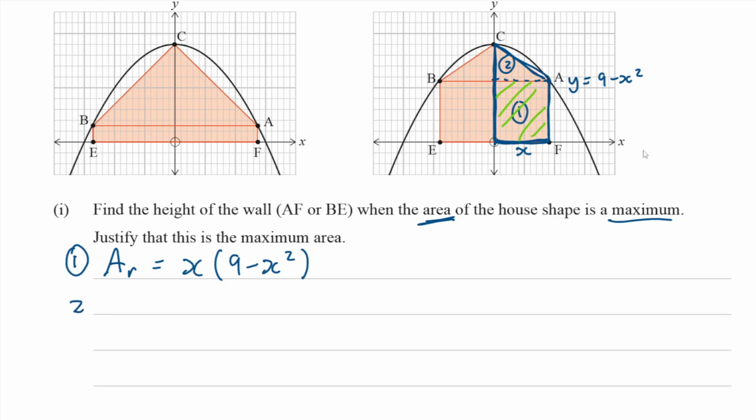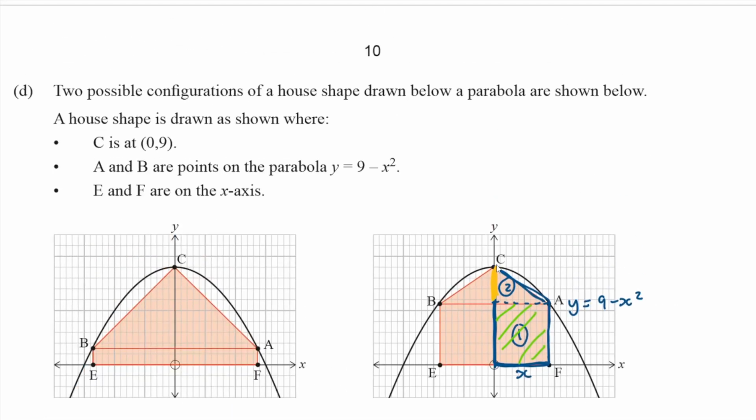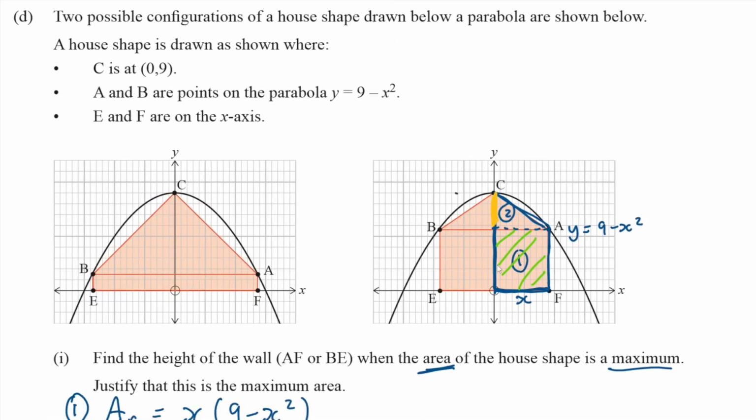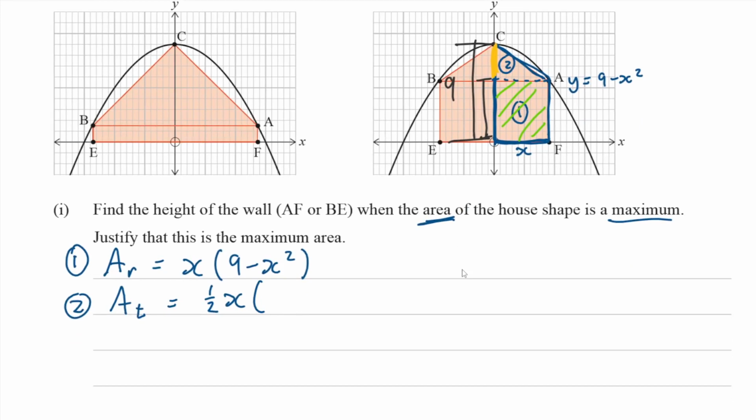Now looking at the triangle, we know it's half times base times height, where the base is x. Now the height is this section right here. We know the very top is at 9, so this distance here is 9. And from that we will subtract y, 9 minus x squared. So the height of the triangle is the total height of the house, 9, minus the wall height, 9 minus x squared.